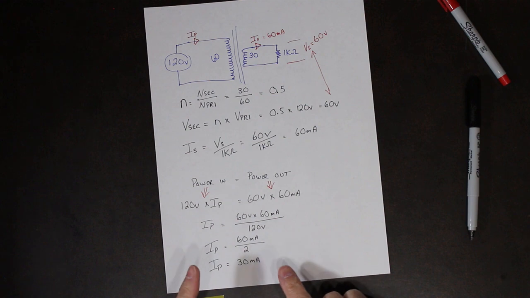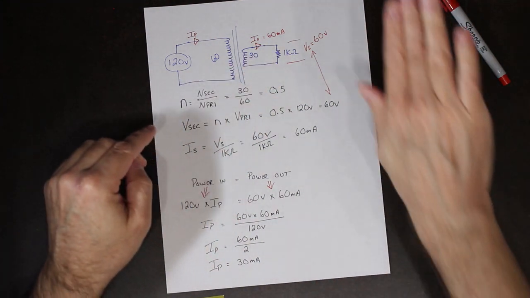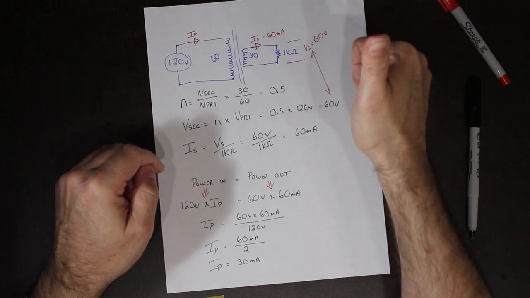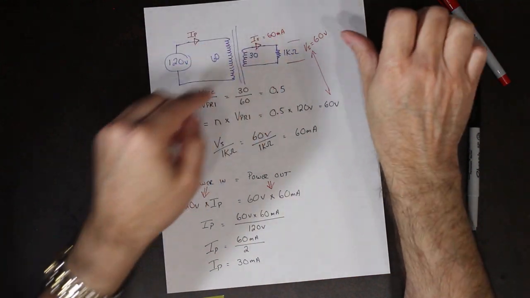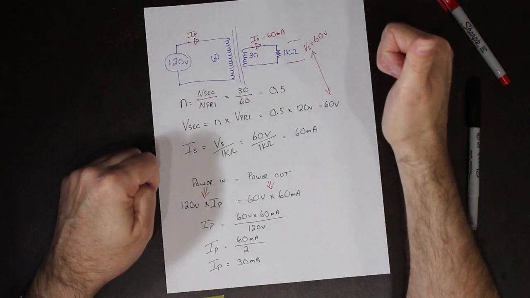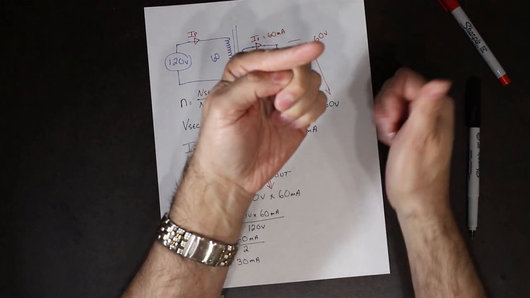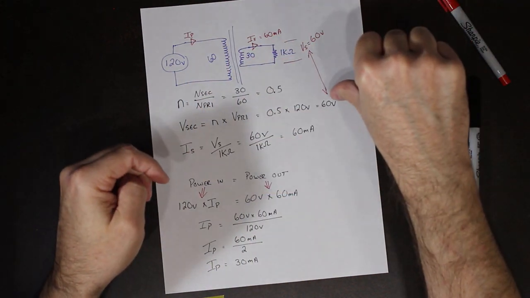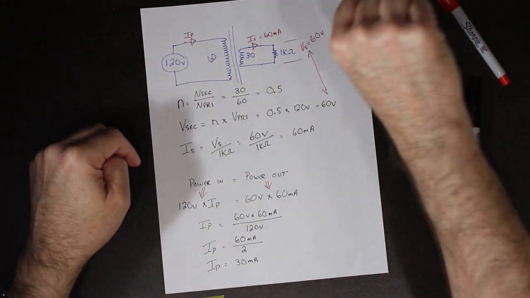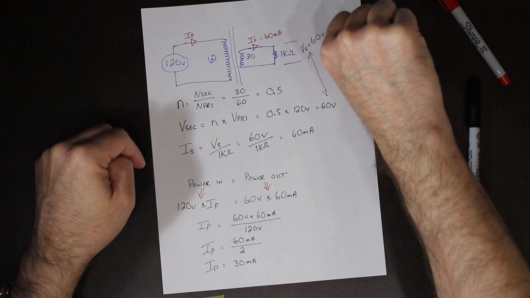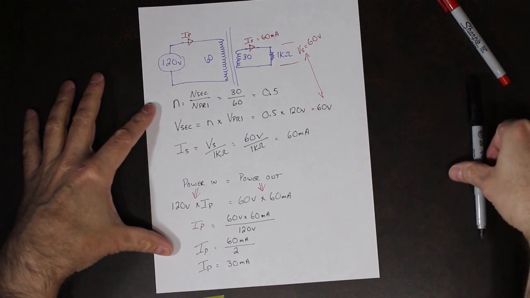So as the voltage goes down on the secondary, the current must go up. If the voltage was to go up, the current must go down. So that's the basic math behind the principle.